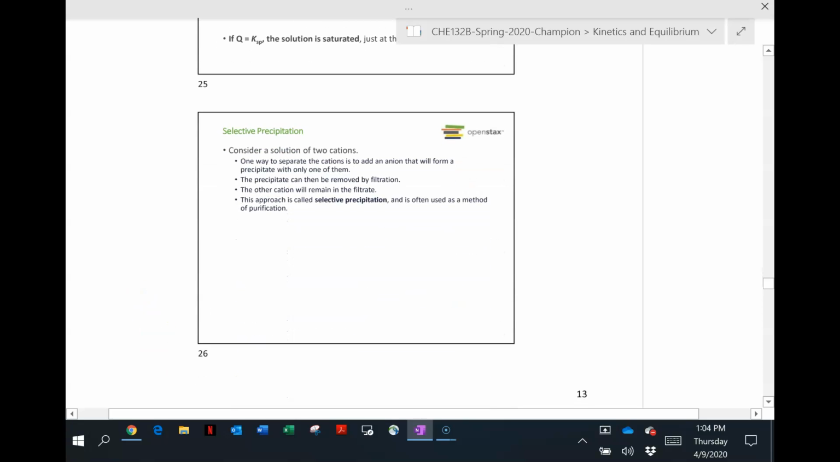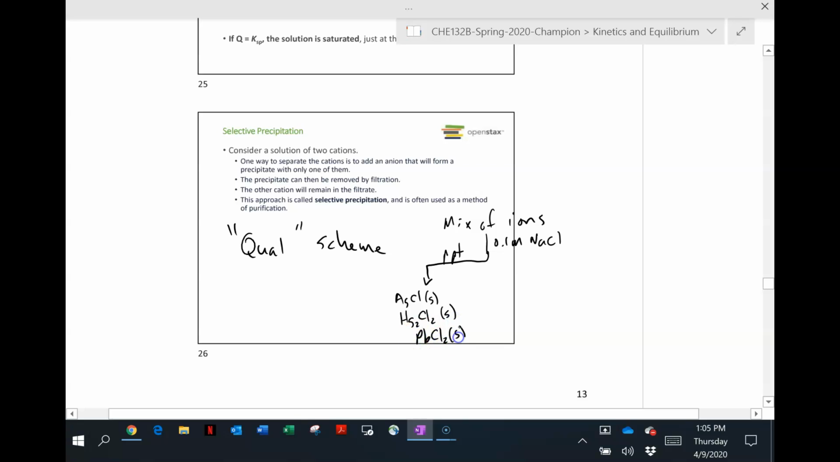We can also apply this to separations of different cations, and you can use this to purify substances. You can use it as what's called a qual scheme, QAL scheme, which is a scheme for qualitative analysis of ions, where you use these different reagents that provide usually the anion that precipitates things out. So you might start with a mixture of ions, and the first thing you might do is add 0.1 molar sodium chloride, and what will happen is that the chlorides that are insoluble are silver chloride, could be mercury 1 chloride, and I think lead 2 chloride, right? And all the other ions would still stay in solution.